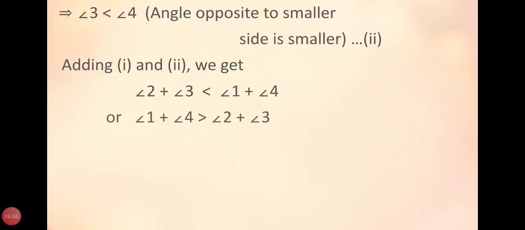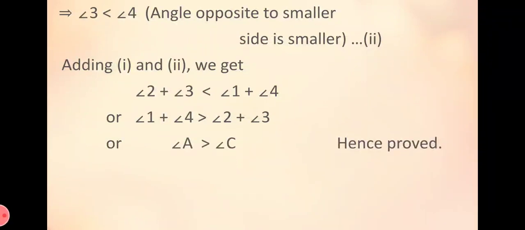As we have seen in the figure, angle 1 plus angle 4 is angle A, and angle 2 plus angle 3 is angle C. So we write angle A is greater than angle C. Hence proved. Proof number 2: here we have to prove angle B is greater than angle D.